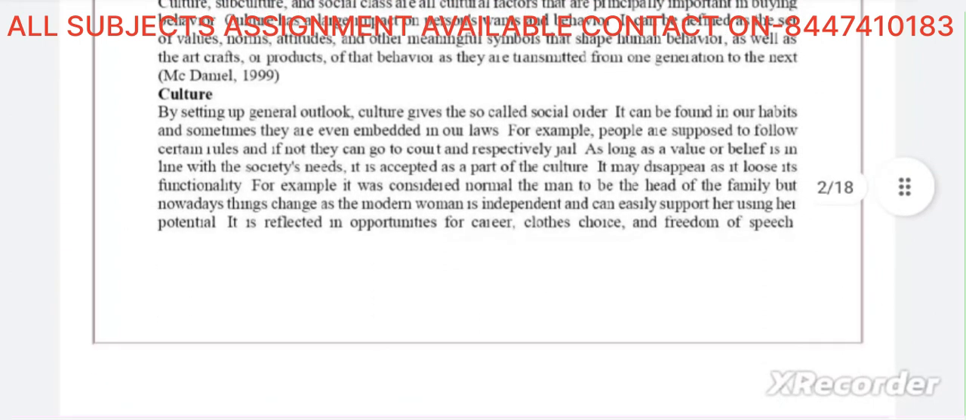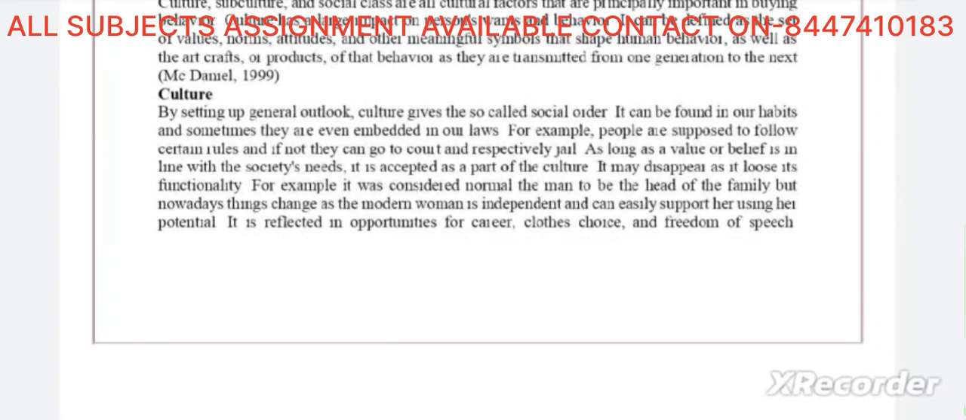Culture, by setting up a general outlook, gives the so-called social order. It can be found in our habits, and sometimes they are even embedded in our laws. For example, people are supposed to follow certain rules, and if not, they can go to court and respectively jail. As long as a value or belief is in line with the society's needs, it is accepted as a part of the culture. It may disappear as it loses its functionality.